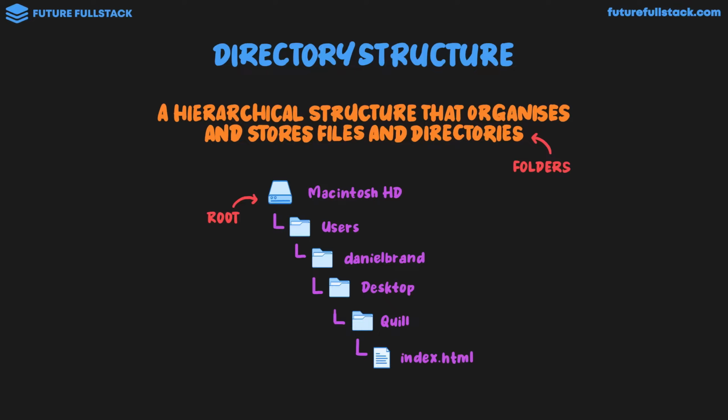On a text-based computer, in order to navigate to the index.html file and open it, we'd have to type in the command line which we saw earlier, and would look something like this. We'd start at Macintosh HD, and then to move to the next directory, we type a / and the next directory name, so /users, then /Daniel Brand, then /desktop, then /Quill, and then /index.html.